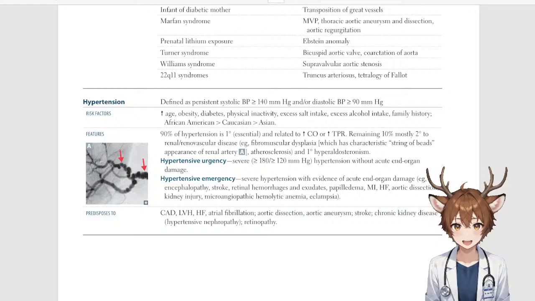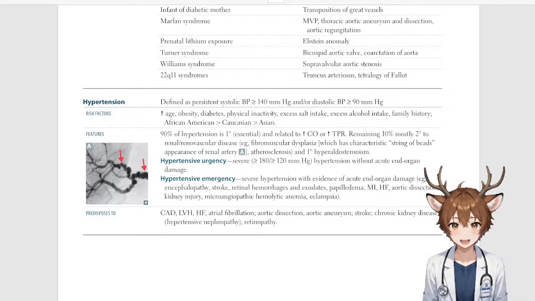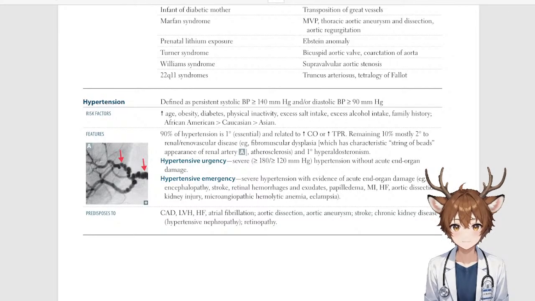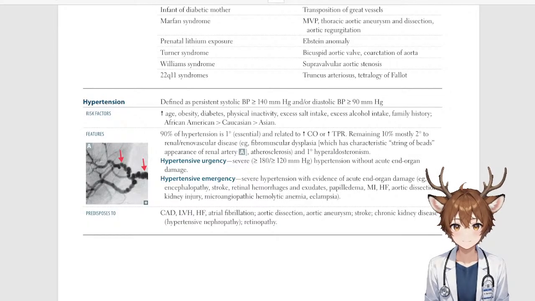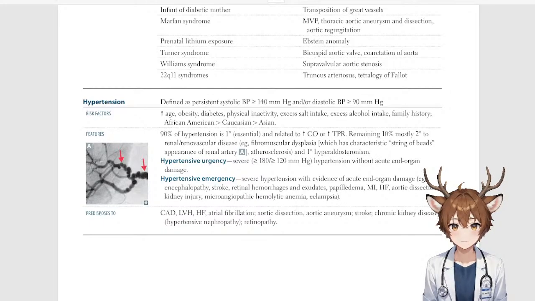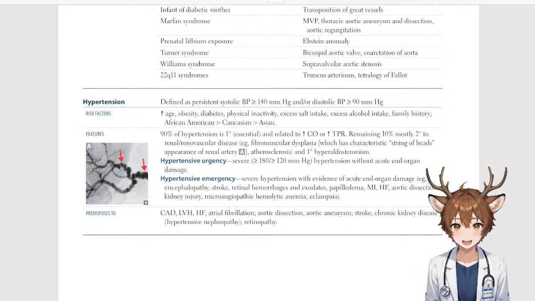Okay. This predisposes to coronary artery disease, concentric left ventricular hypertrophy, mediated by angiotensin II and endothelin, heart failure, atrial fibrillation, aortic dissection/aneurysm, stroke, chronic kidney disease, which is a hypertensive nephropathy, and retinopathy.